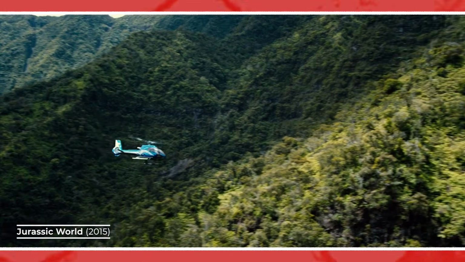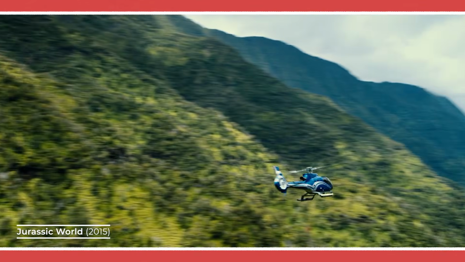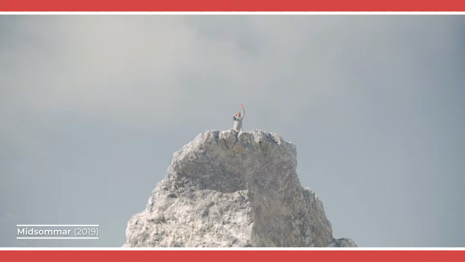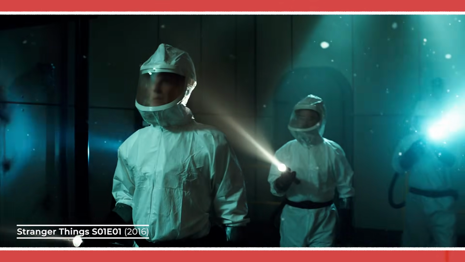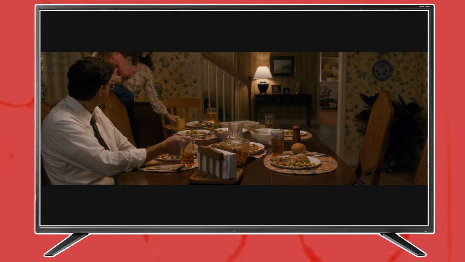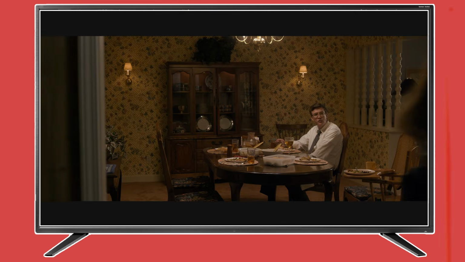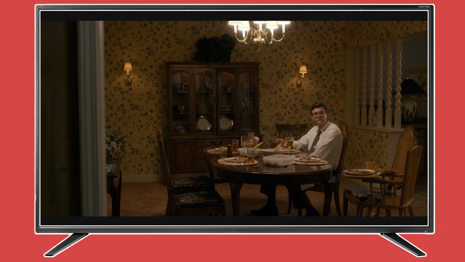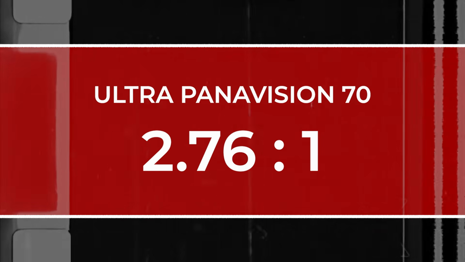It gives frames some of that larger-than-life epic widescreen perspective, while at the same time not being so wide that the image for home viewers streaming on 16:9 devices will cut off too much real estate at the top and bottom of the frame.